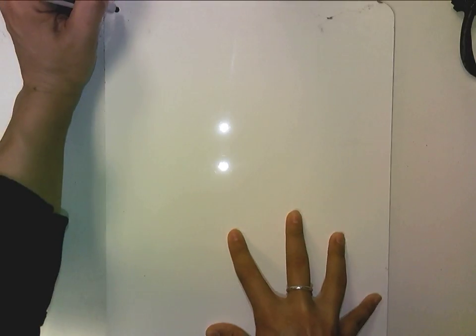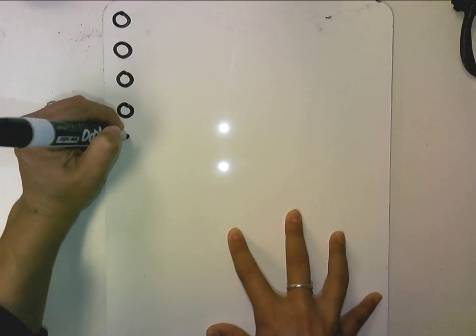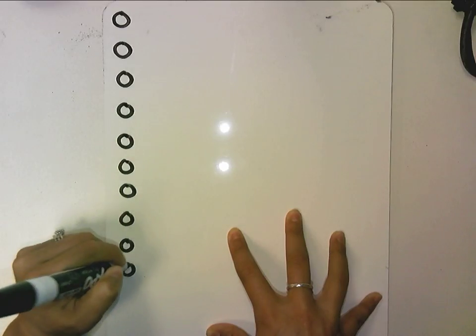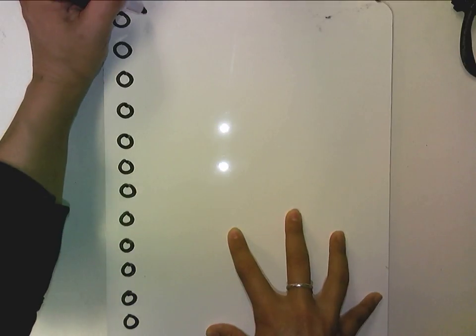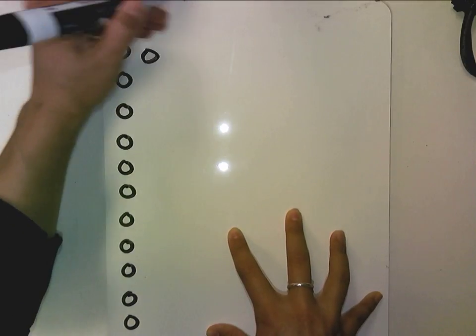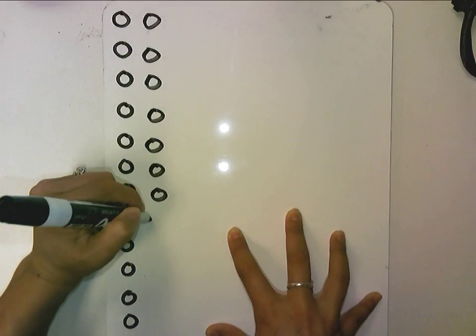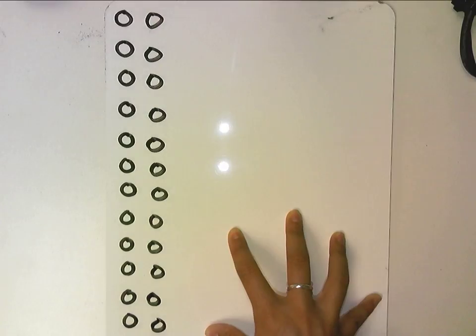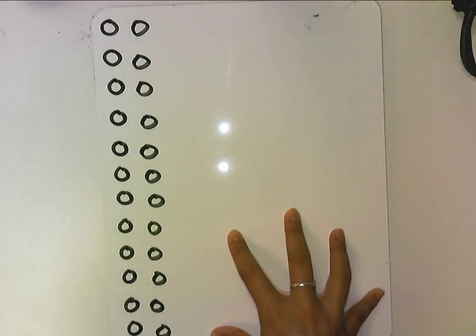We have 12 rows, so 1, 2, 3, 4, 5, 6, 7, 8, 9, 10, 11, 12. There's our 12 rows, and I said there will be 2 circles in each row, so here's our 2 circles in each row. Drawing those now. You should have that on your whiteboard as well. So here is our array that we're going to use right now.